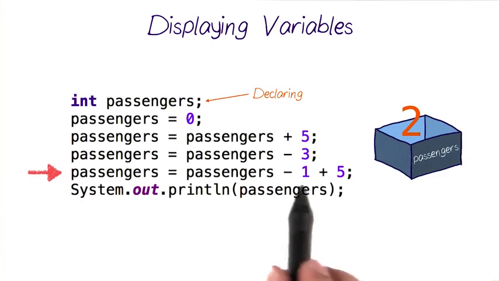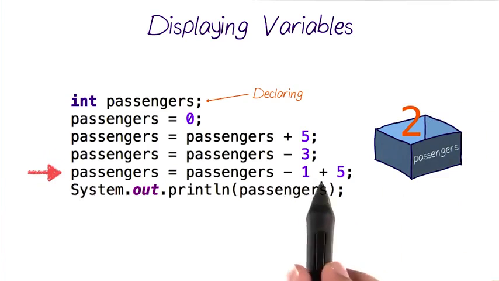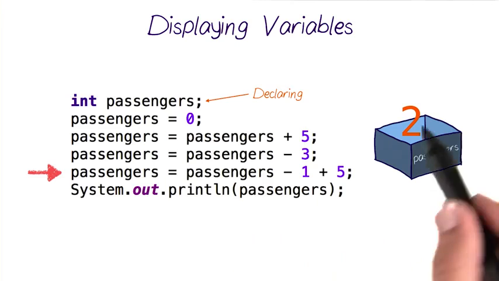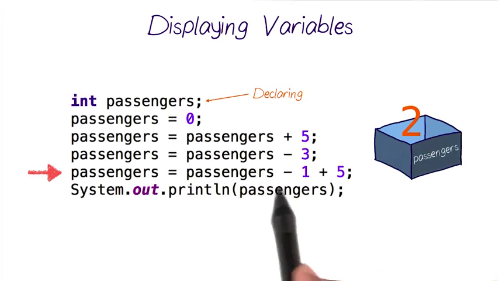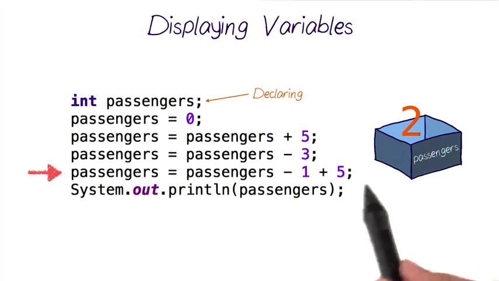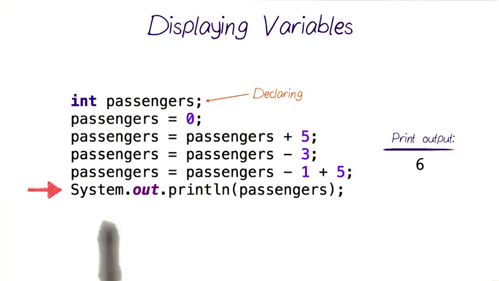And then finally, this statement here is subtracting 1 and adding 5 to the old value of passengers, which is 2 now. So when we subtract 1, it becomes 1, and then we add 5, passengers becomes 6. By the time we reach this final statement here, our variable passengers will have 6 in it, and when we print it out, this is the output that we get.